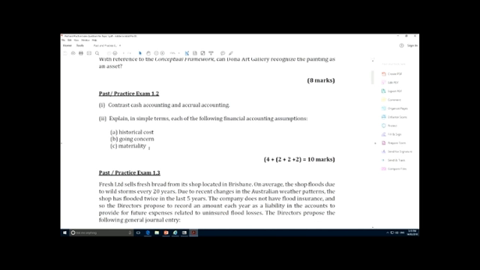So it emphasises that we need to concentrate on things that are important in the financial statement. Don't worry about the little things. Concentrate on the big things. All right, let's go to the next one.